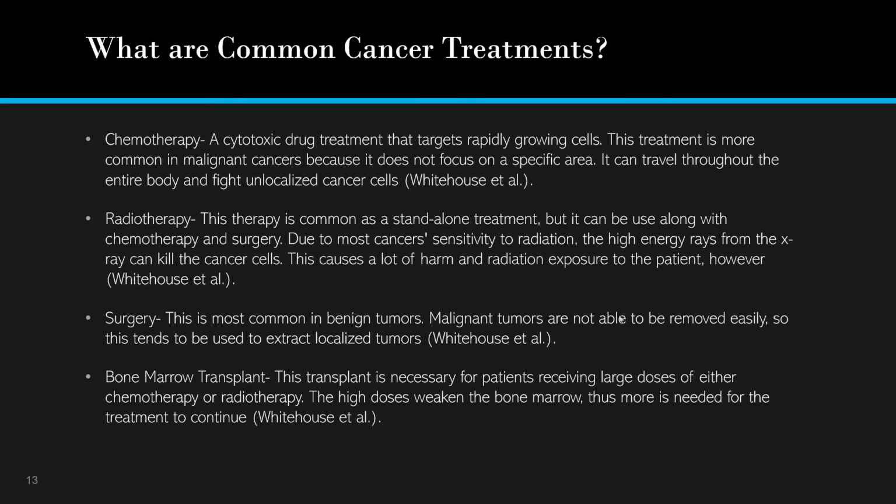Surgery is the most common for benign tumors, such as one on your arm or somewhere easy to get to. They can do it if the tumor is deep in the body, but it's just the most common for benign tumors because they're all localized in one area, and it's very uncommon for them to reoccur if they are properly removed, unless there's genetics involved or mutations of the entire body.